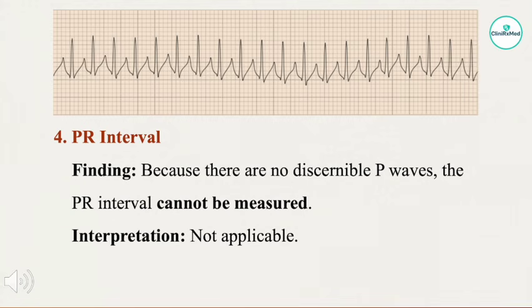The PR interval is measured from the start of the P wave to the beginning of the QRS complex. However, since no distinct P waves are visible, the PR interval cannot be measured in this ECG. PR interval assessment is not applicable in this case.